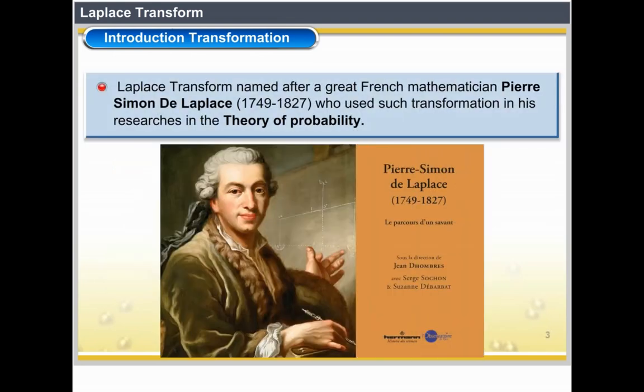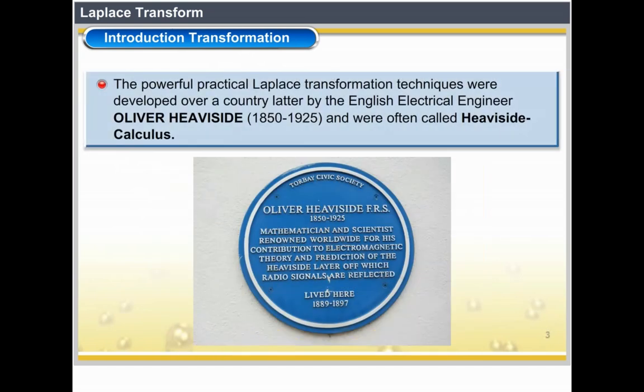The Laplace transform is named after the great French mathematician Pierre-Simon de Laplace, 1749 to 1827, who used such transformations in his researches on the theory of probability. The powerful practical Laplace transformation techniques were developed over a century later by the English electrical engineer Oliver Heaviside, 1850 to 1925, and were often called Heaviside calculus.